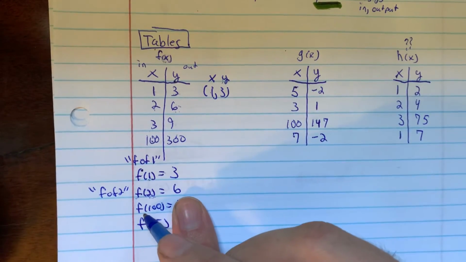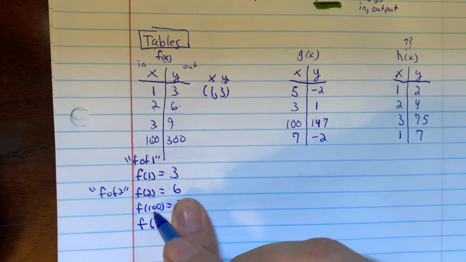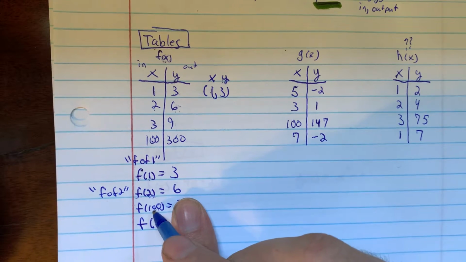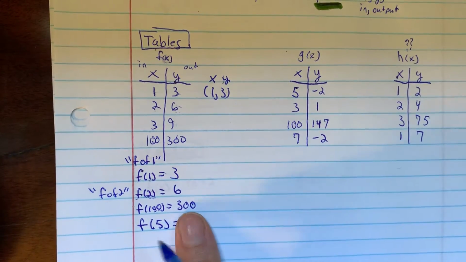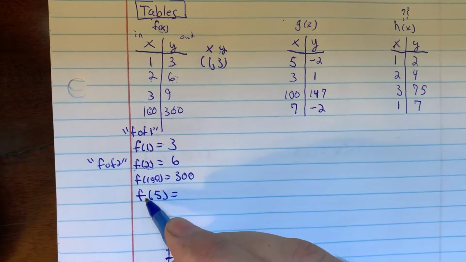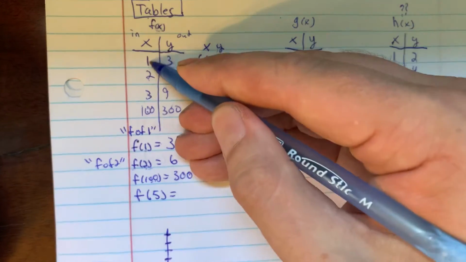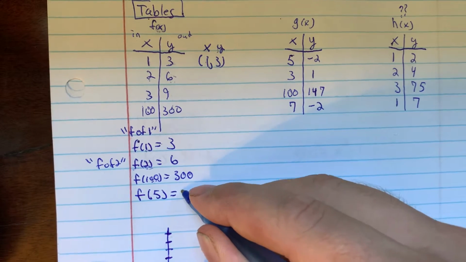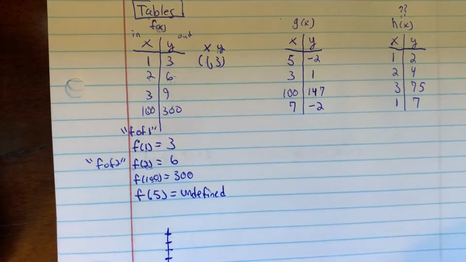Try another one on your own. What is f of 100? This is asking when 100 is the input, what is the output? And the output is 300. And let's look at a different one. This now says f of 5. It says when 5 is the input, what is the output? And 5 is not an input listed in this table, and so there is no defined output. We write that the output is undefined.